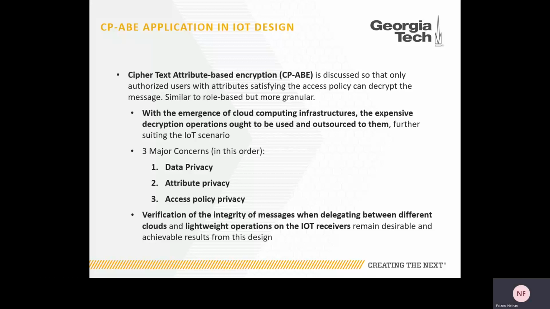The encryption method considered is called Ciphertext Policy Attribute-Based Encryption, or CP-ABE for short. This scheme considers identifying a user by his or her set of attributes, similar to role-based access control but more granular. Whilst offloading computation to the cloud, three major concerns are considered when offloading encryption and decryption functions, and they are data privacy, attribute privacy, and access policy privacy.